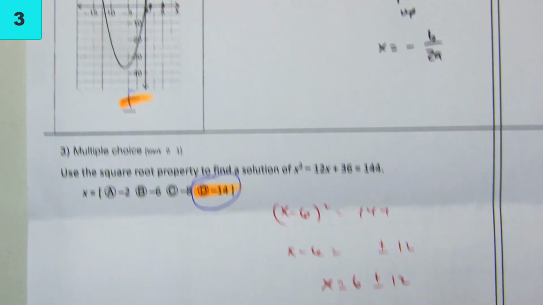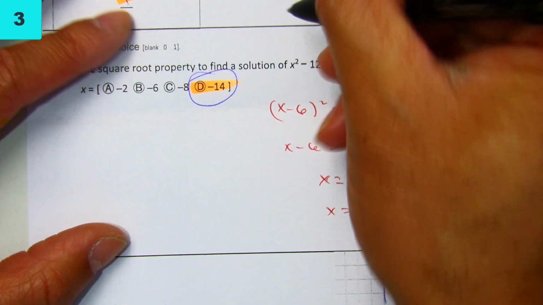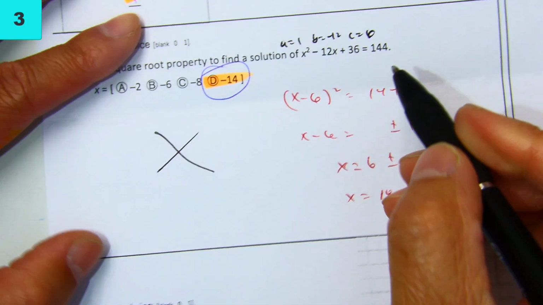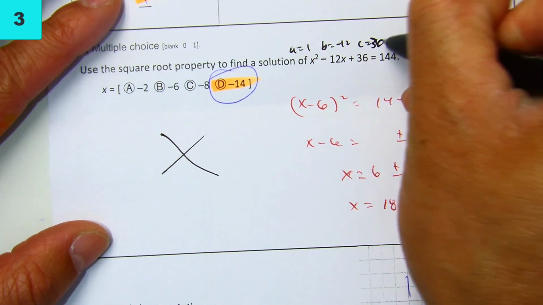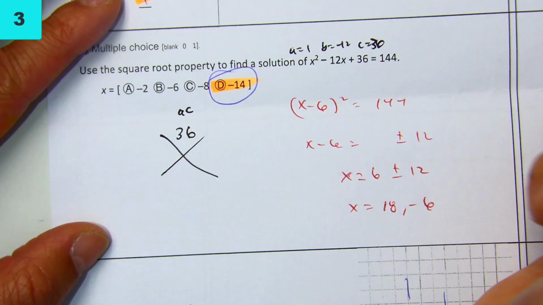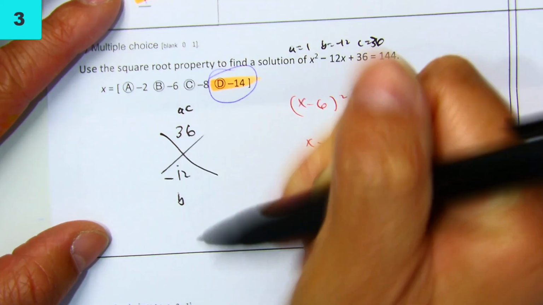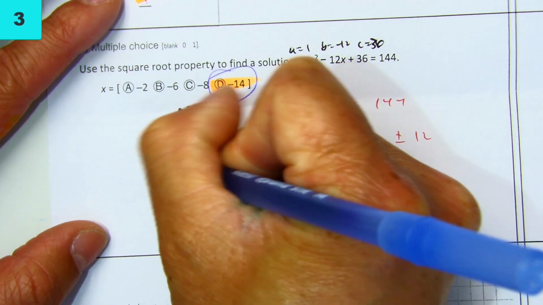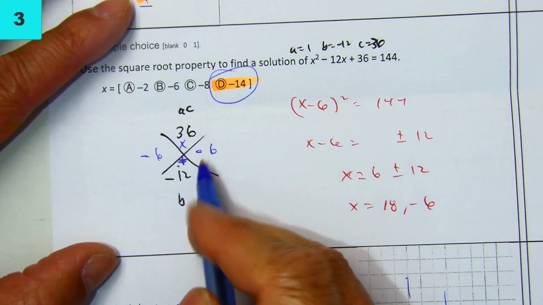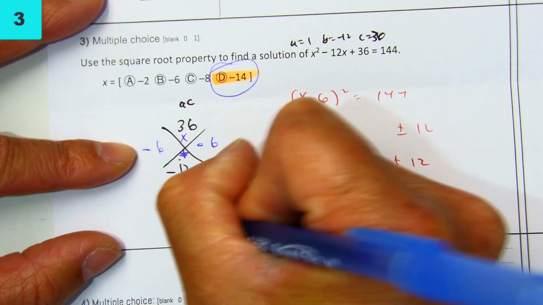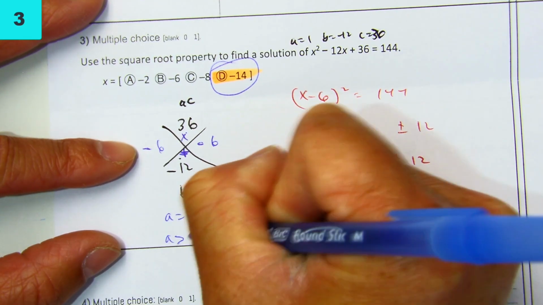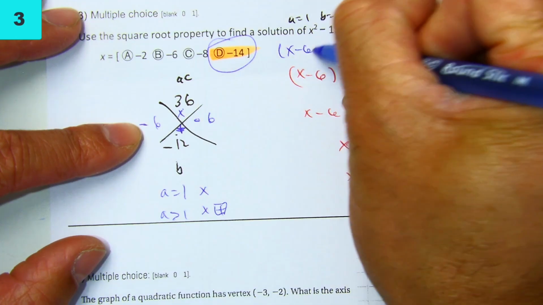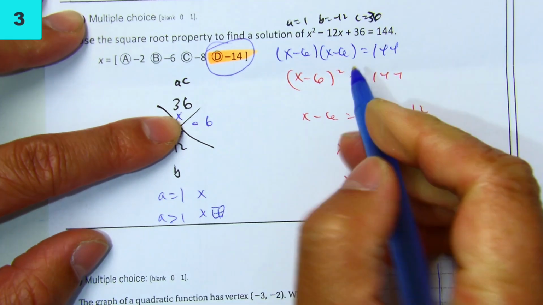Okay, question number 3. Use the square root property to find the solutions. So here I have A is 1, B is -12, C is 36. A times C is 36. My B value is -12. The two numbers that multiply to be 36 are 6 and 6. But if I add them together, they have to be negative, so negative. So remember, when your A value is 1, you just use the X. When A is greater than 1, you should be using the X and the box. So I have X minus 6, X minus 6. And when you have 2 of those, then you can do X minus 6 squared.